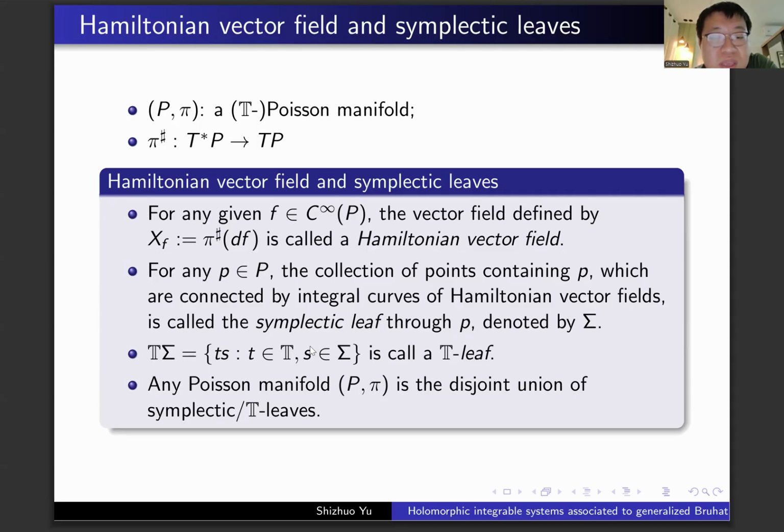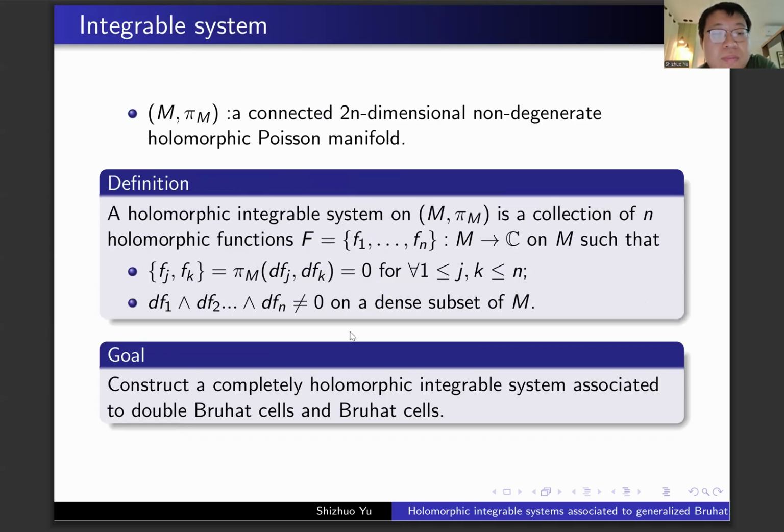And the so-called T-leaf is roughly the T-orbit of symplectic leaves, which means that it is a disjoint union of the T-orbit of each point on the symplectic leaves. And any Poisson manifold is actually the disjoint union of the symplectic leaves or the T-leaves.